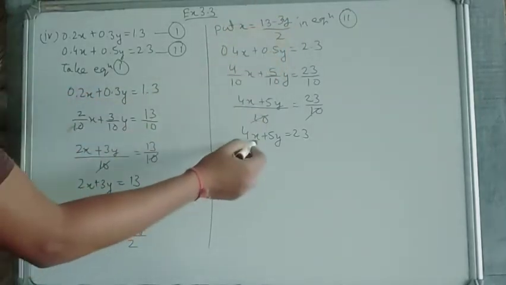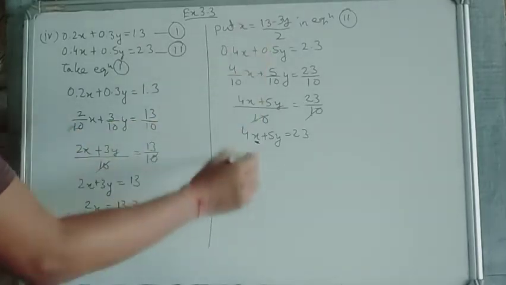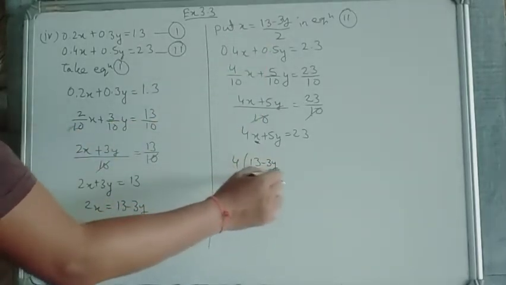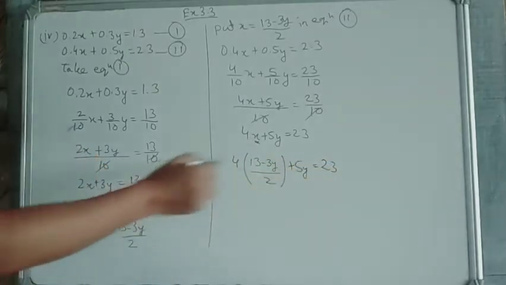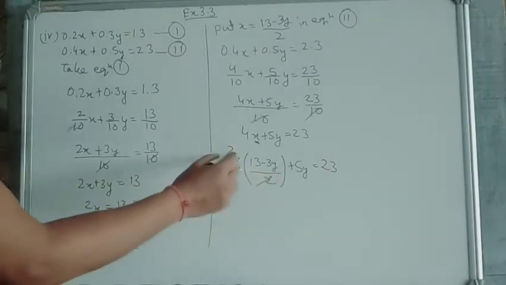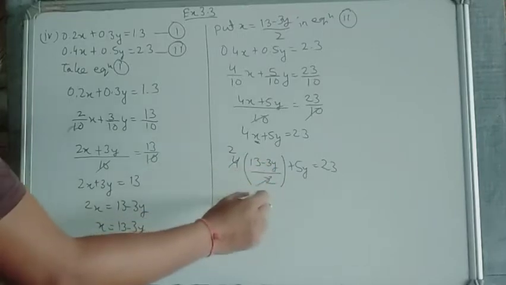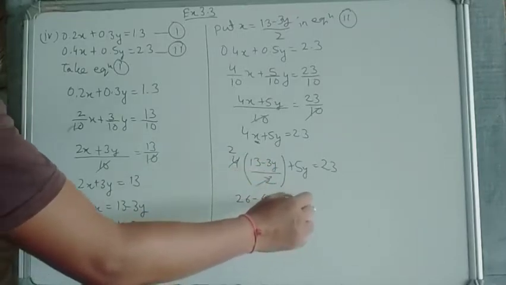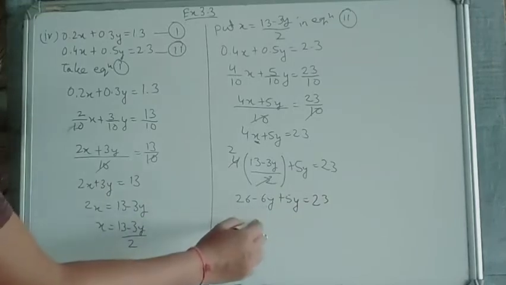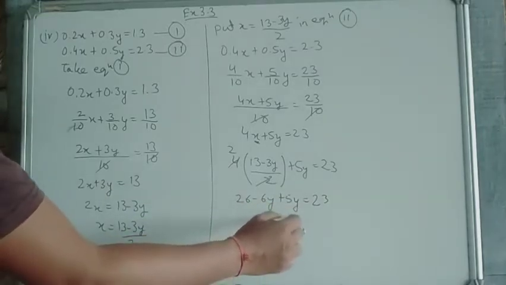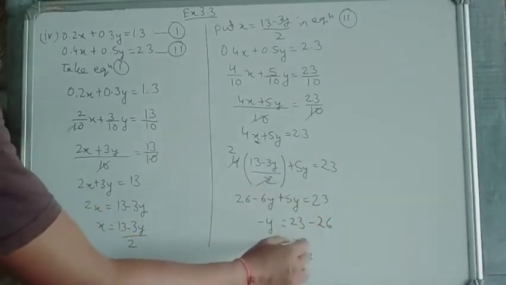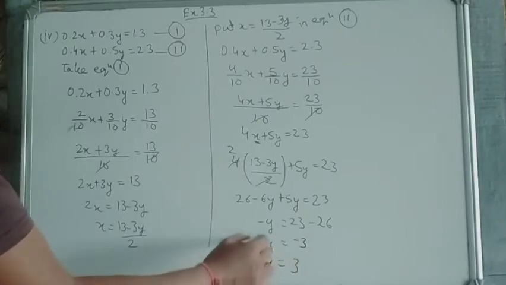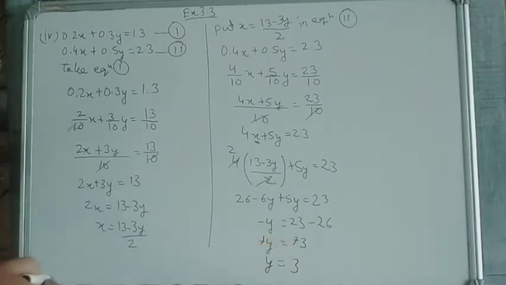We'll put that value of x here. So 4 into 13 minus 3y by 2 plus 5y is equal to 23. Now 4 and 2 cancel: 2 times 13 is 26, minus 6y plus 5y is equal to 23. Now from here, minus 6y plus 5y is minus y, equal to 23 minus 26, as 26 will go to that side. So minus y equal to minus 3, or y equal to 3. So this is what we got, y value equal to 3.